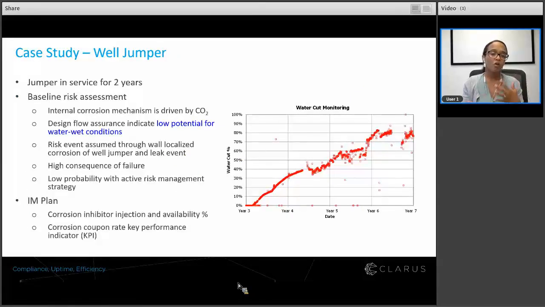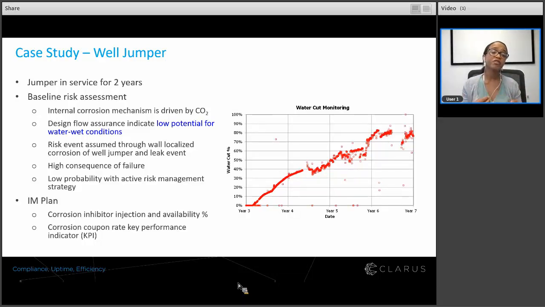So now we're going to go over a couple of case studies. Our first case study is a well jumper. It's a rigid well jumper. The jumper had been in service for 2 years. We had conducted the baseline risk assessment.